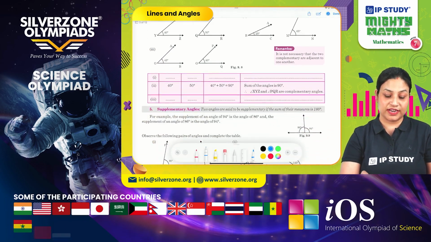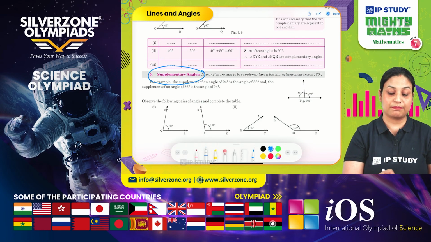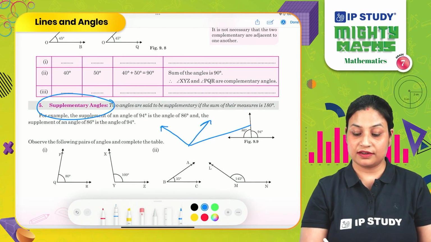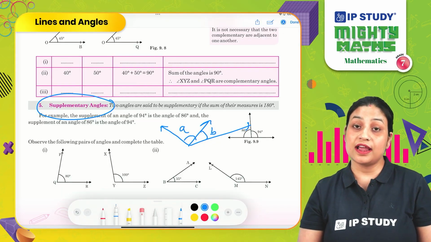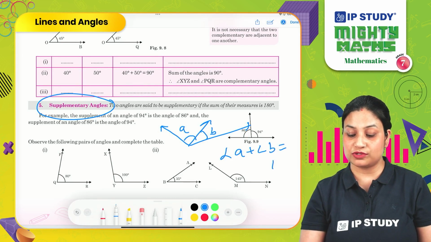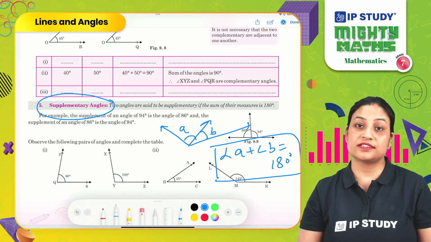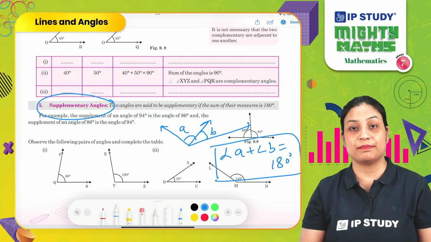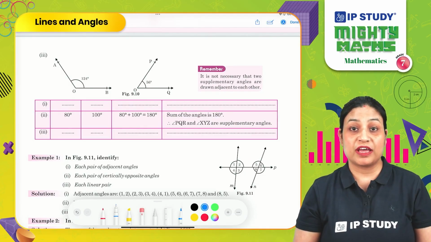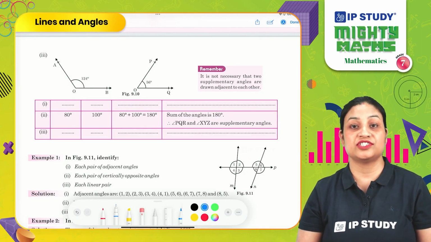Now let's move to the next type of angles we have. We have supplementary angles. Here, suppose I have again angle A and angle B, such that the sum of the two angles is equal to 180 degrees. Then these angles are called supplementary angles, or simply you can say that angle A is the supplement of B or angle B is the supplement of A, right? So these are the types of pairs of related angles that we have finished just now.